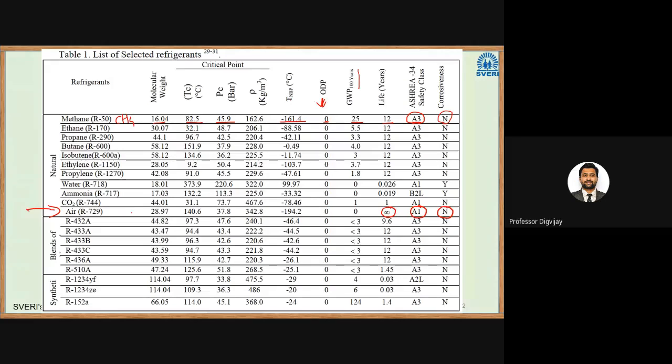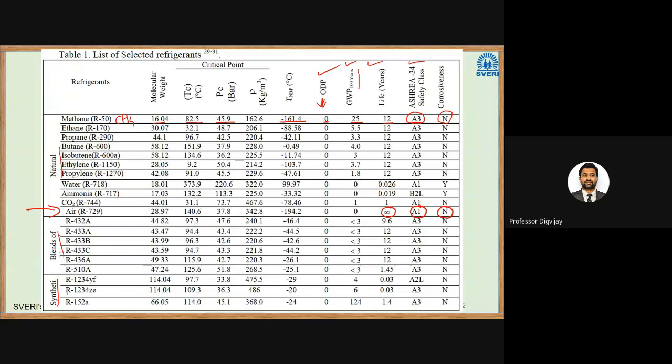So this way, this table gives you an idea about the refrigerants, their thermophysical properties, as well as ODP, GWP, life, and toxicity and flammability label. Here the refrigerants are classified as first natural, second blends, and third synthetic. So what are these types? We'll see in today's lecture how these refrigerants are classified. Okay.